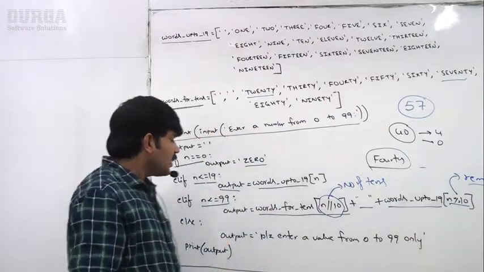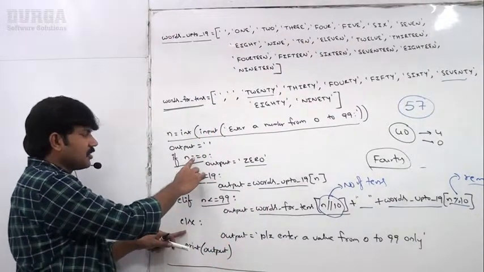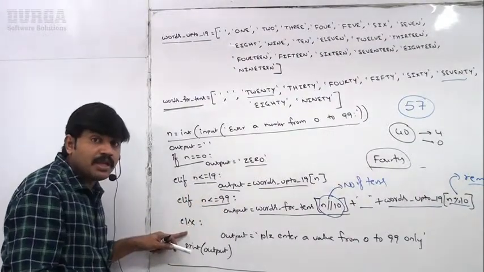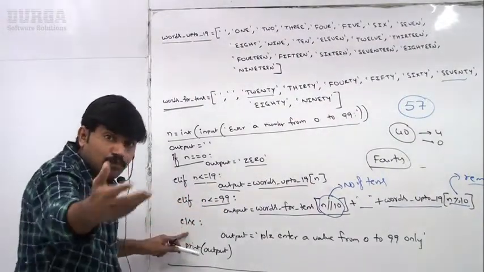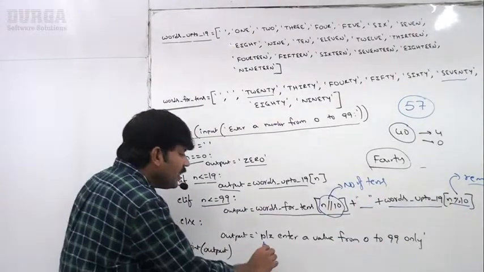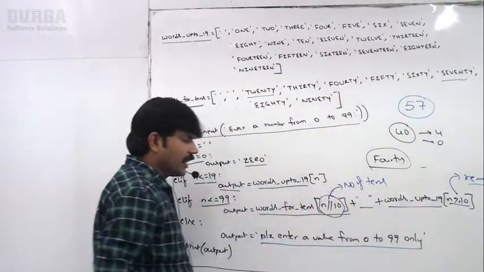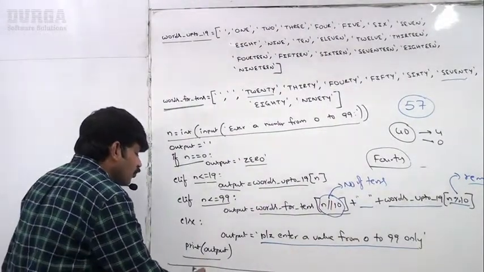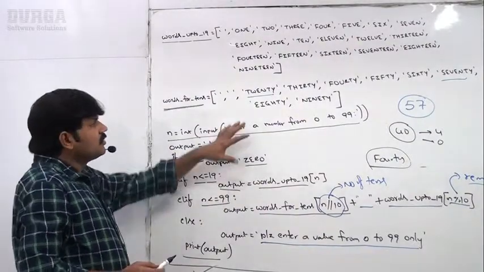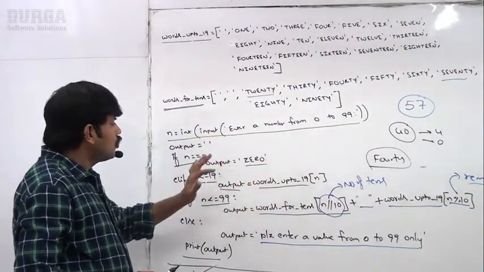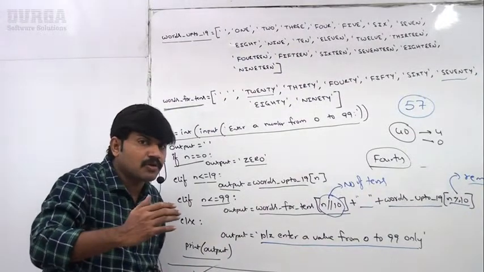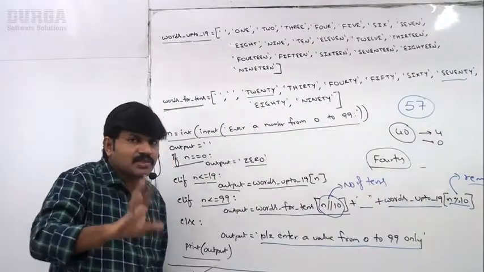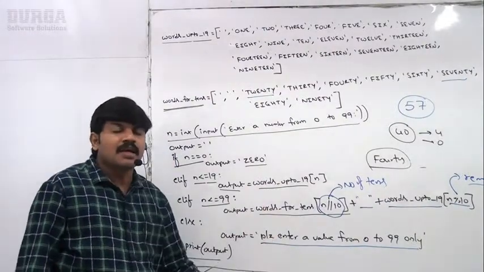Else means it is not 0, it is not less than or equal to 19, it is not less than or equal to 99. That means 100 or more. Else, output is please enter a value from 0 to 99 only. Then print of output. Okay, that's all. This is the simple program to convert a number to words, up to 99. Max 2-digit number I can convert into the corresponding English word.